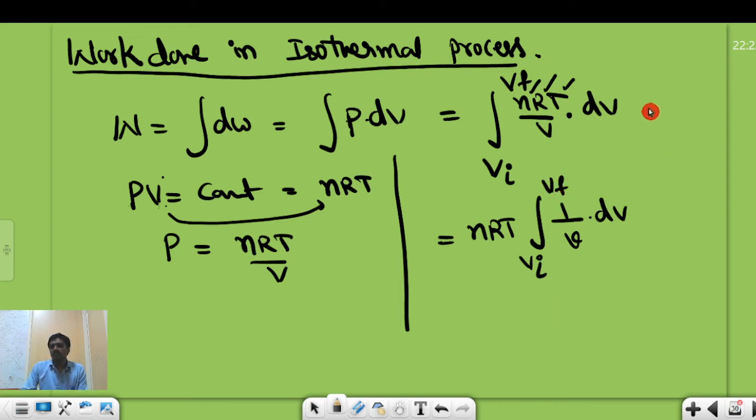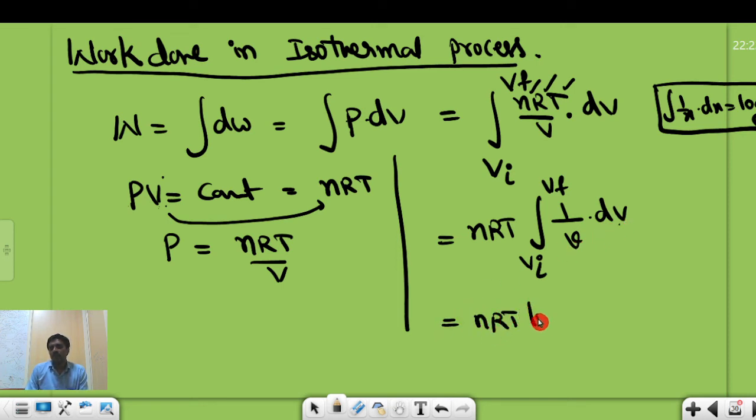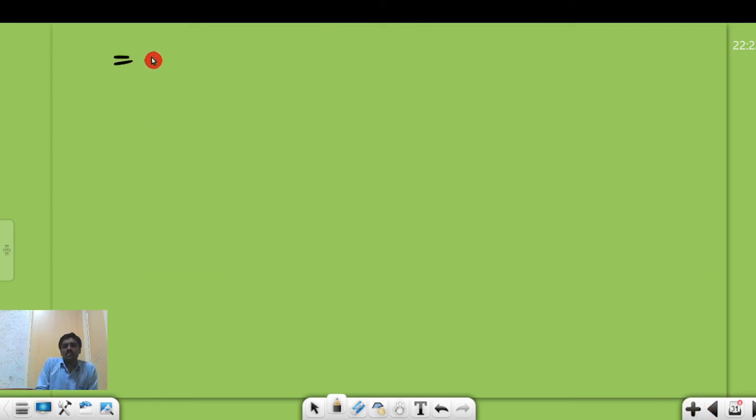You are very familiar with the formula: integral of 1 by x into dx is equal to log x with base e. With the help of this, integral of 1 by V dV is log V, so that is equal to nRT into log of V, with the limits initial value Vi and final value Vf.